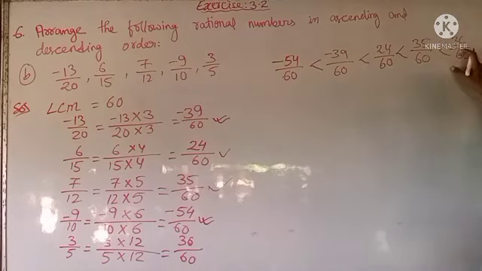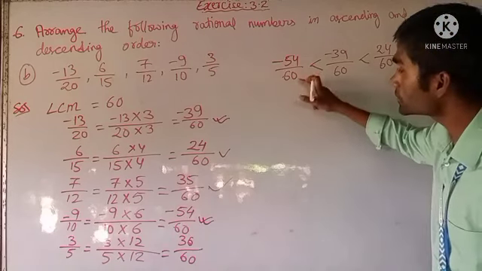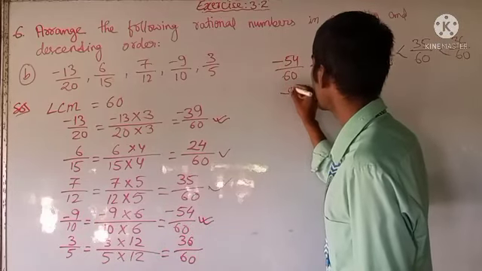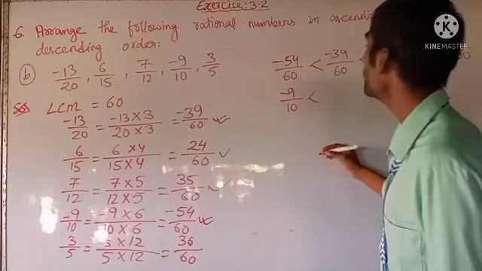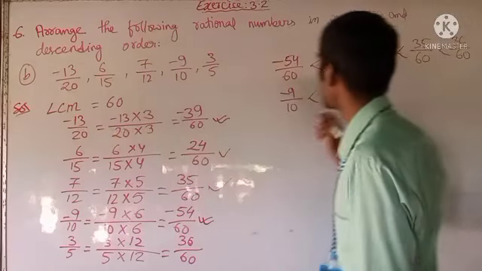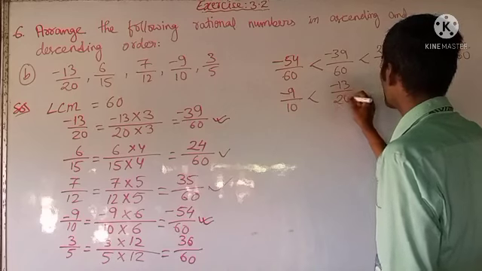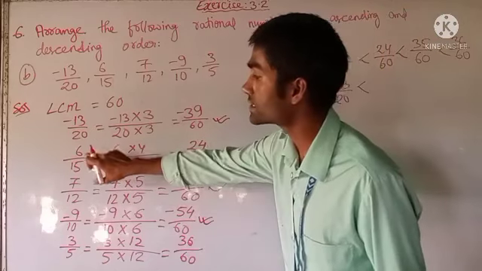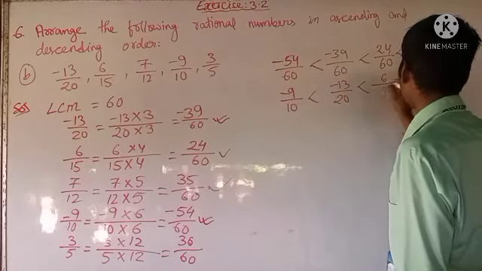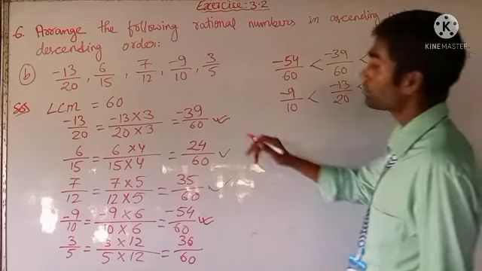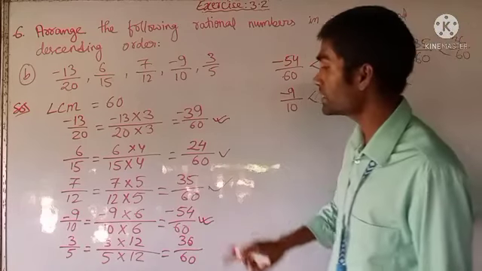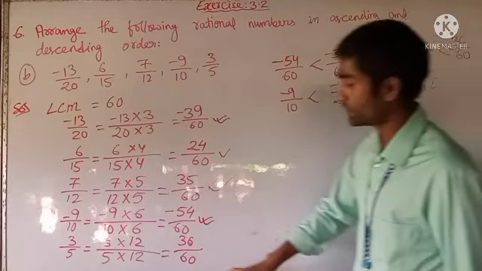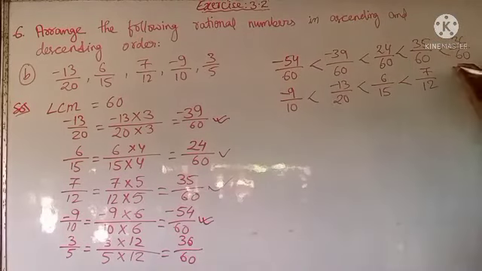Now we will place their original values of the rational numbers. For minus 54 by 60, it is minus 9 by 10. So we can write minus 9 by 10 is smaller than minus 39 by 60, which is minus 13 by 20. Next, smaller than 24 by 60, which is 6 by 15. So 6 by 15 is smaller than 35 by 60, which is 7 by 12. Next one, 36 by 60, that is 3 by 5.